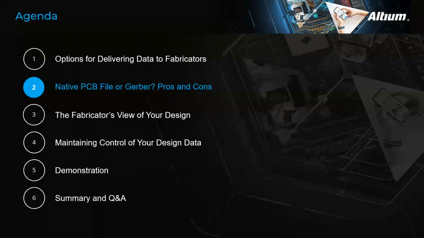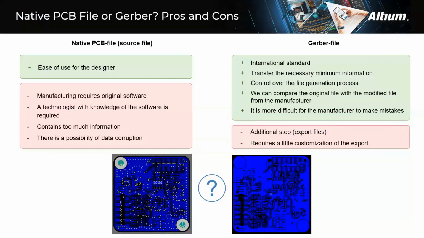What are the native PCB file and Gerber pros and cons? There are two primary formats for delivering the PCB design data for fabrication, which are the native design file and the Gerber format. Let us take a look at the advantages and disadvantages of each. Ease of use for the designer is a pro, and coming to the cons for the PCB file: the manufacturer requires the original software, and a technologist with knowledge of the software is required. It contains too much information, and there is a possibility of data corruption.